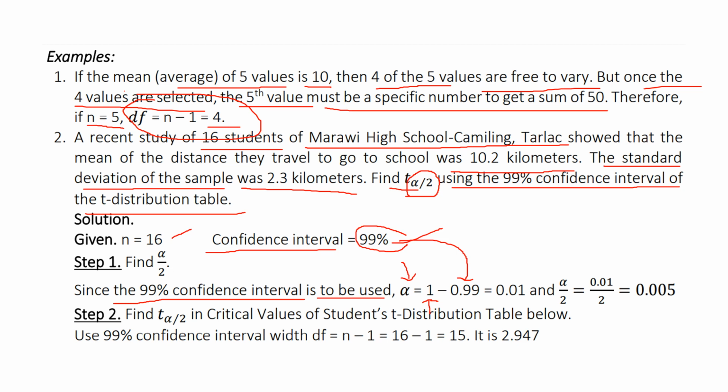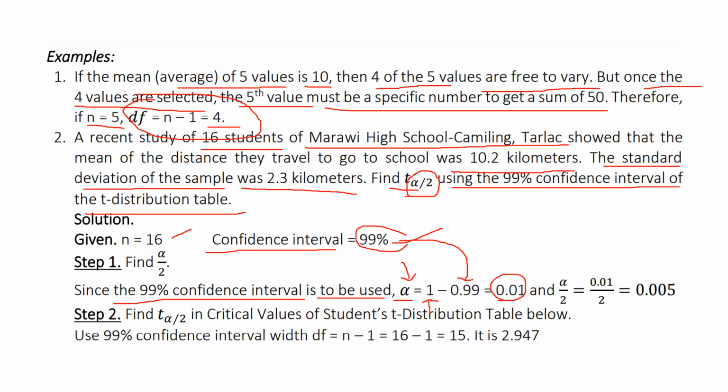So 1 minus 0.99 will be equal to your level of significance alpha. Now, your alpha is equal to 0.01. So that's how we compute for the level of significance. Your level of significance, or alpha level, is equal to 1 minus your CI. Your CI is your confidence interval.